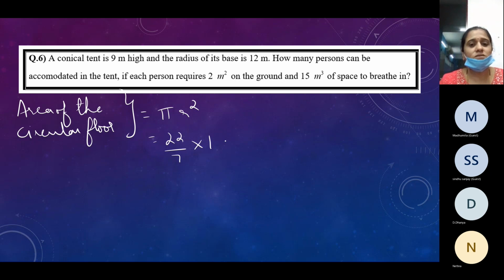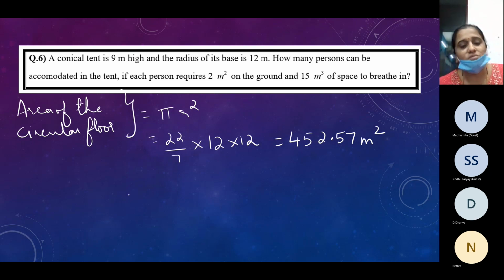So radius is 12 into 12. All right, so how much do you get? I'm using the calculator, children. So 12 into 12 into 22 divided by 7. I'm getting approximately 452.57 meter square. This is the area of the floor, children. Pi r square. This is the area of the floor.